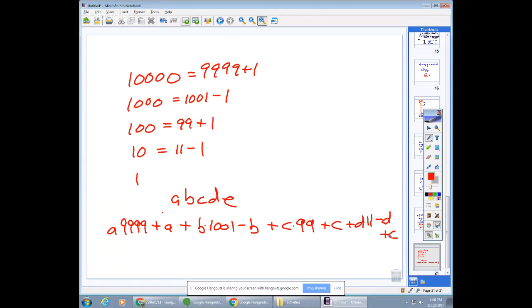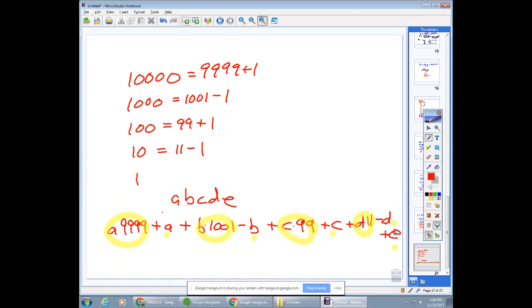11 I know goes into 9,999. I know it goes into 1,001. I know it goes into 99, and I know it goes into 11. So then I just take the digits, A minus B plus C minus D plus E, sorry, and it's going to work.